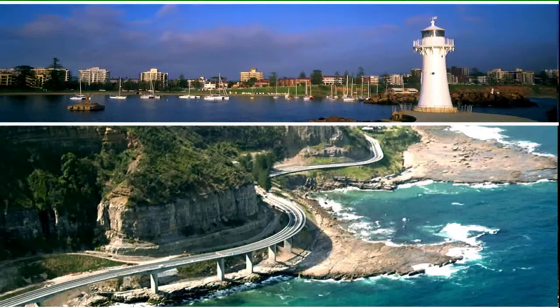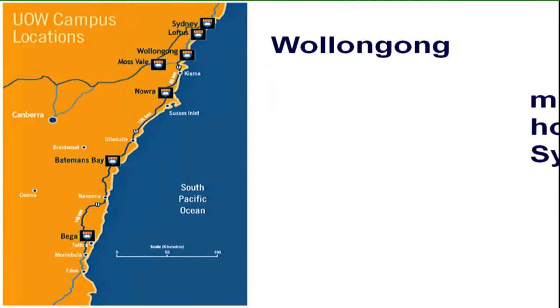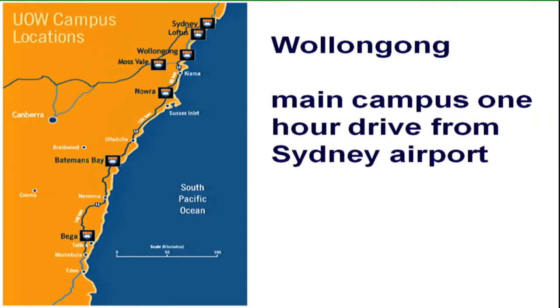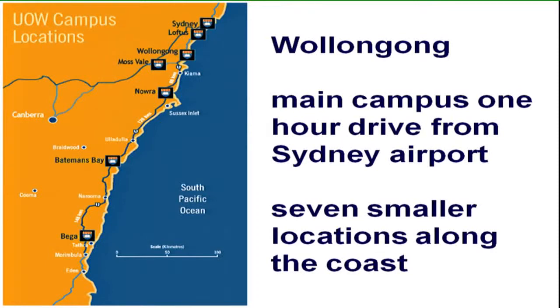Well, this is Wollongong. This is how you remember it. It's got a beautiful coastline. It's on the beach. It's one hour from Sydney, so you'll see Sydney up the top there. It's one hour from Sydney Airport, and Wollongong campus is our main campus, but we have seven smaller locations along the coast, so we cover all of southern New South Wales.